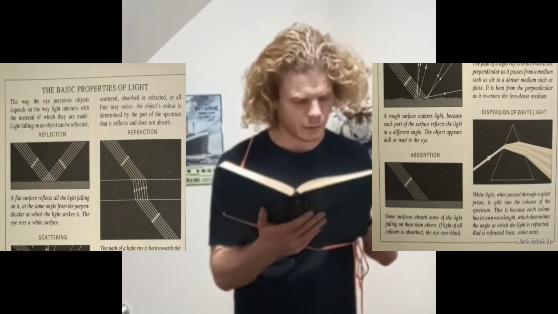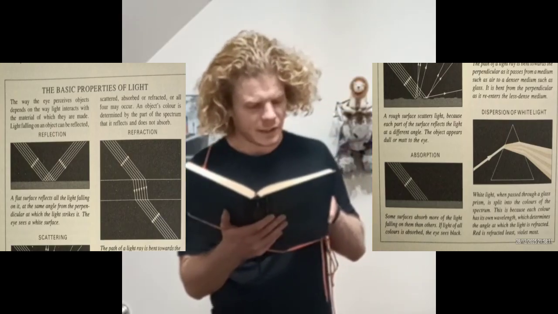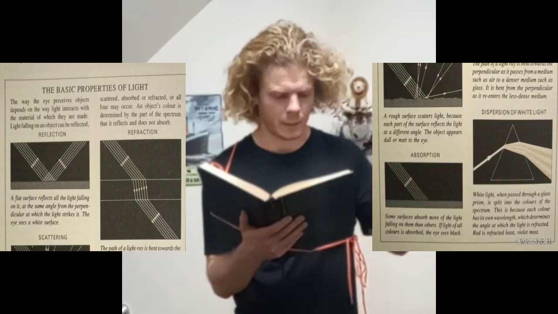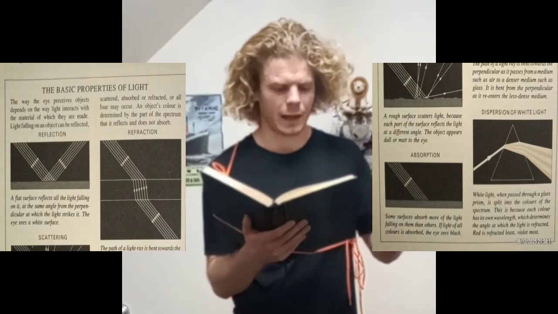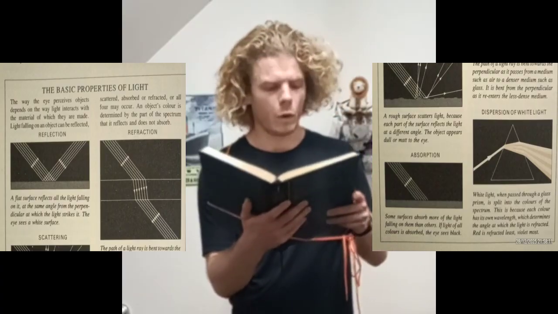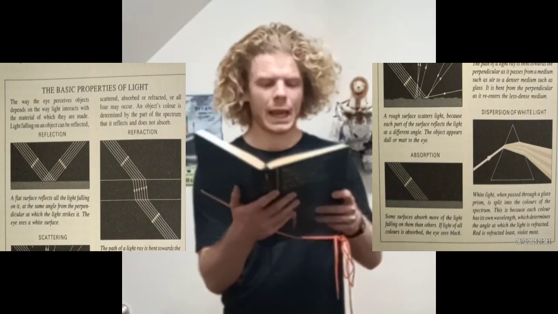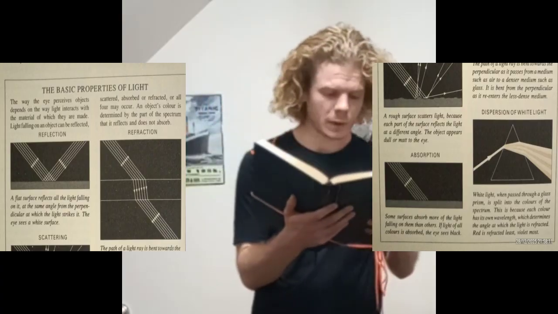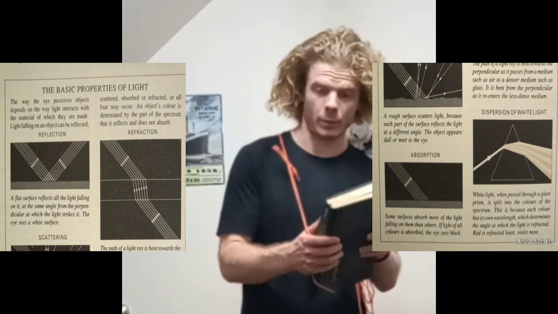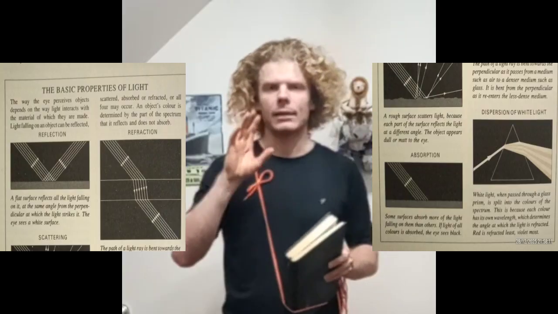That was part of the introduction. The way the eye perceives objects depends on the way light interacts with the material of which they are made. Light falling on an object can be reflected, scattered, absorbed, or refracted, or all four may occur. An object's color is determined by the part of the spectrum that it reflects and does not absorb. Okay. We had it in the previous part.